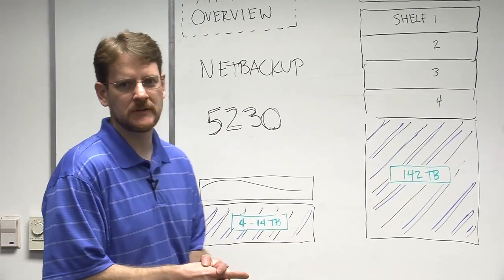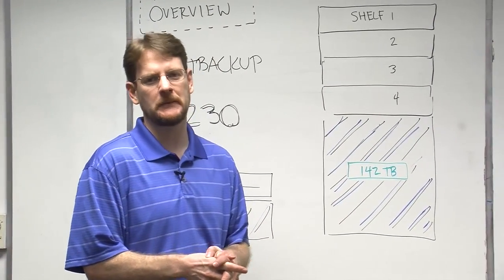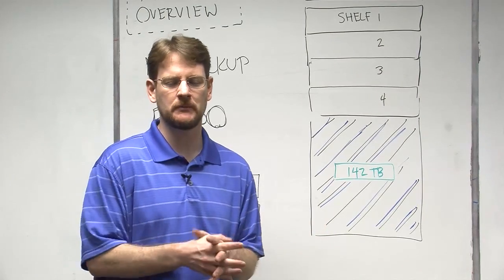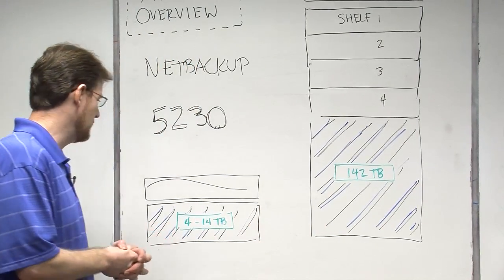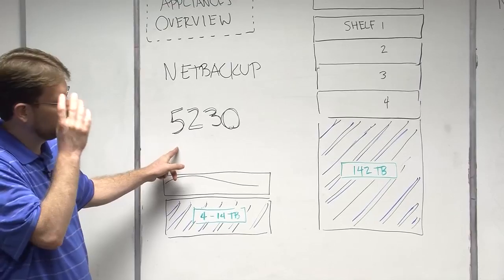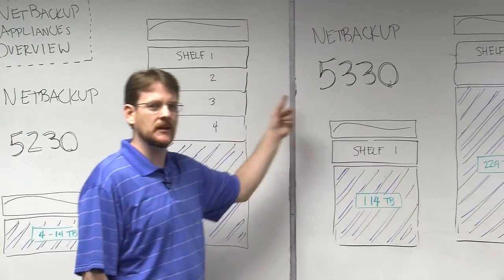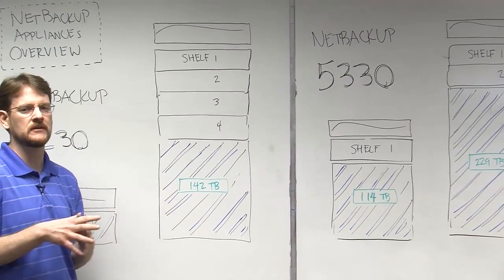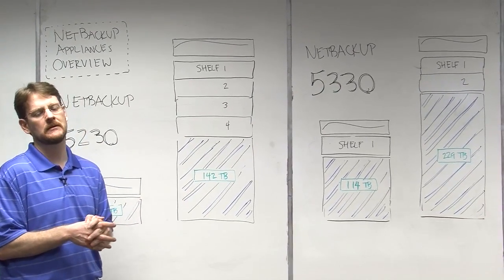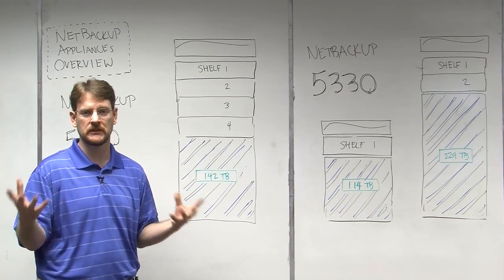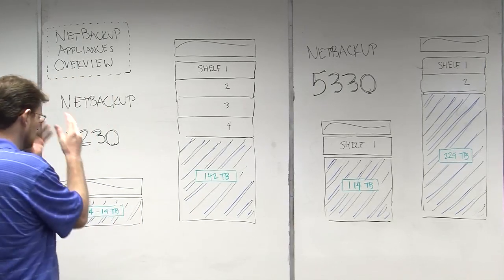So as he mentioned, the NetBackup Appliances family has two members in it right now primarily. We first have the NetBackup 5230 and we have the NetBackup 5330. And these are complementary solutions that have very specific use cases and roles to play in an overall data protection implementation. There are some other differences we'll explore together.